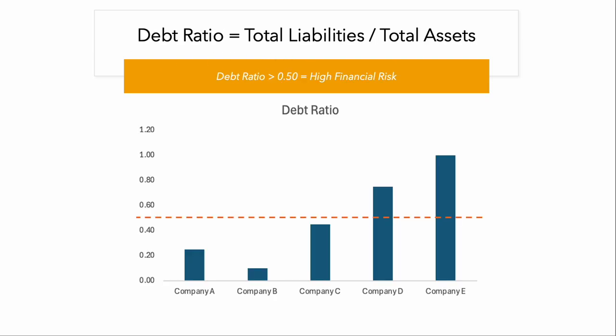Next is the debt ratio, which is calculated as total liabilities upon total assets. It measures the proportion of a company's assets that are financed by debt. This ratio assesses a company's overall risk profile. If a company's debt ratio is above 50%, more than half of its assets are financed by debt, which increases financial risk, especially in economic downturns.